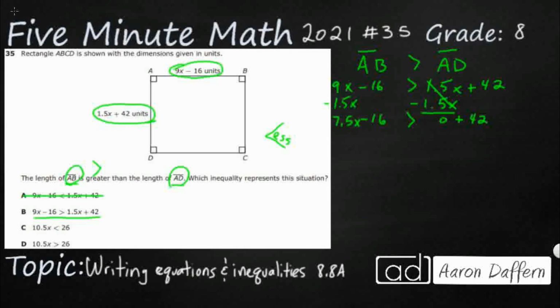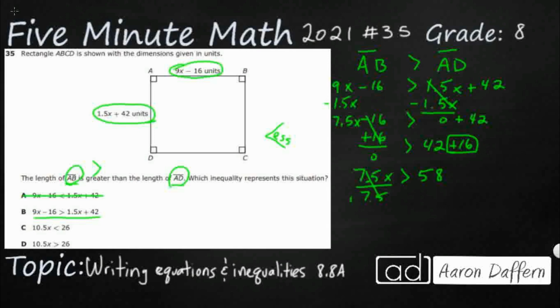7.5x. All right, now I want to get rid of that 16, so I'm going to add 16 to both sides, right? And this is just going to be 42 plus 16. Because I added that 16 right there. And so I'm left with 7.5x is greater than, what is that, 58. Thankfully, I don't have a negative, so I don't have to flip the inequality here, but now I need to divide both sides by 7.5.